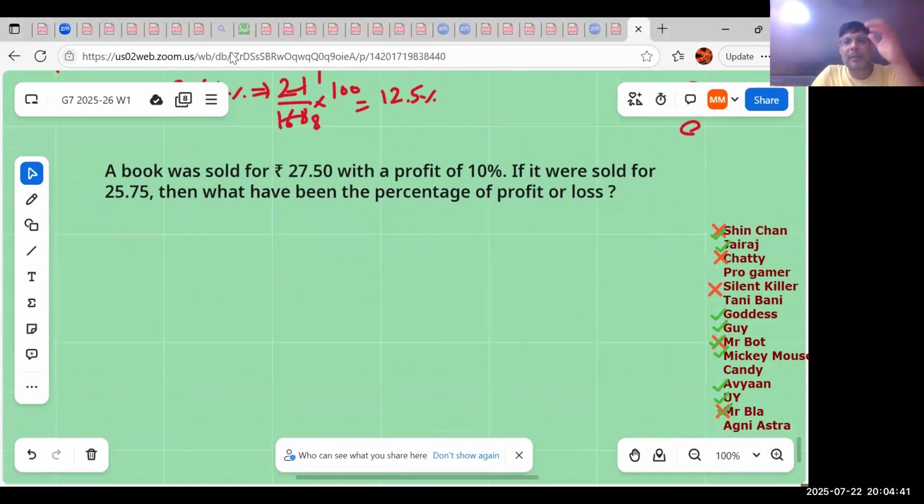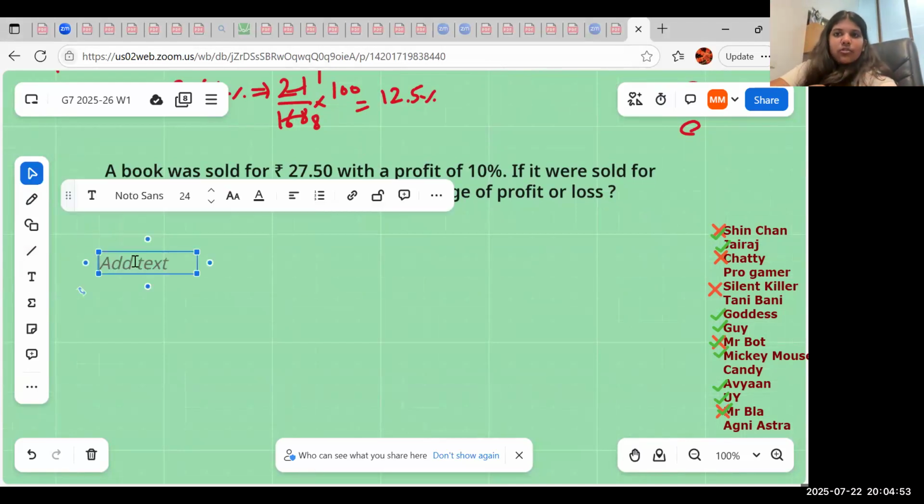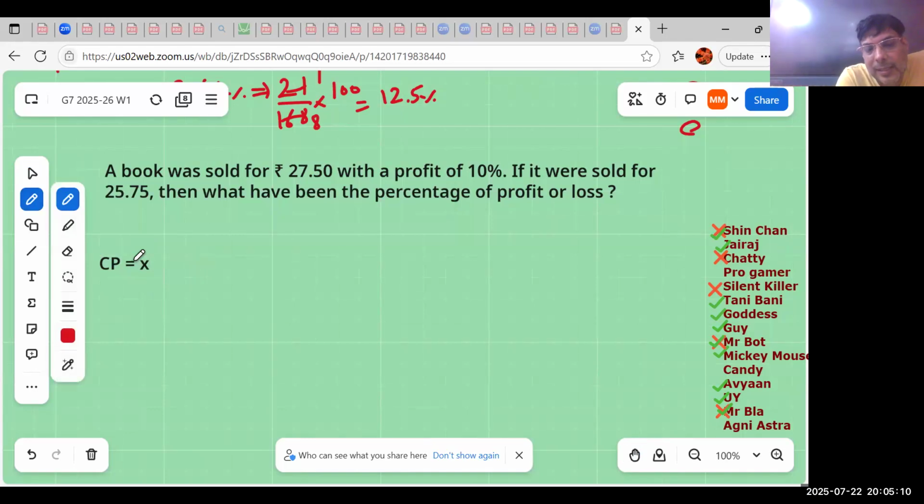All right. So, Chatty, what will be the approach for this question? First, we will find the cost price. No, beta. So, how will you find the cost price? So the cost price, we will do 100 upon 100 plus profit percent into selling price. CP is X. So 100 upon 100 plus 10 into 2750.